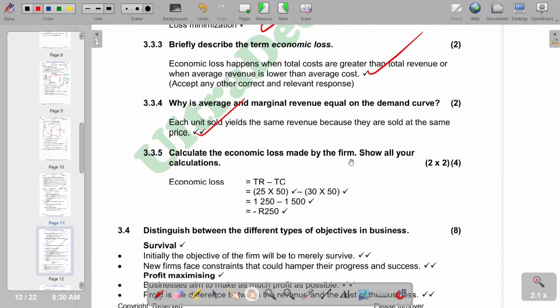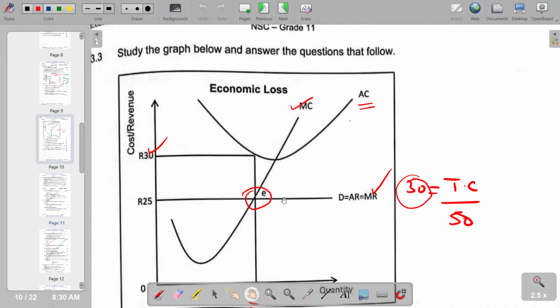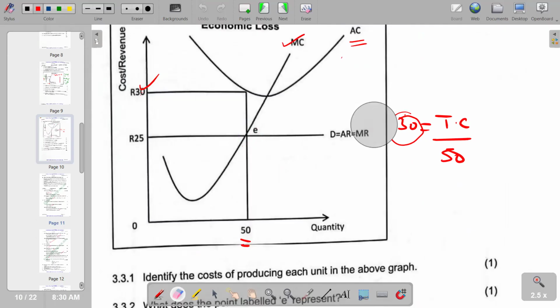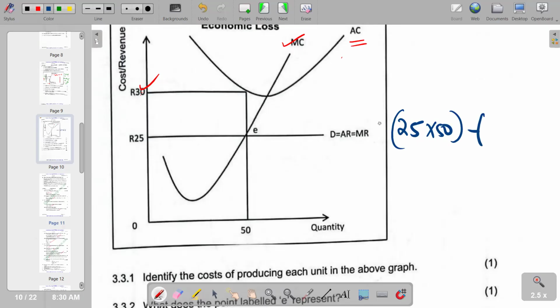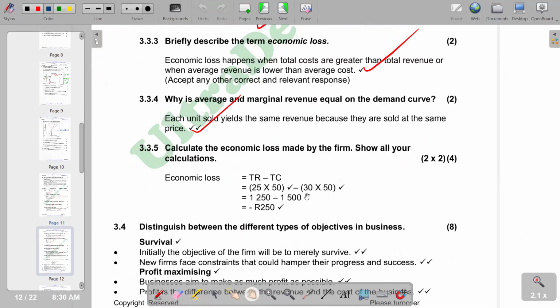Then next, calculate the economic loss made by the firm. Show your calculations. So for economic loss, to get the revenue we are going to use our marginal revenue, 25, and then the cost will be 30. So we are going to say 25 as our revenue per unit. We multiply by 50. And then we subtract our costs, which is the cost per unit of 30 rand. We multiply by 50. And then from there, we see what we get. So 25 times 50, you get 1,250. 30 times 50, you get 1,500. Then we subtract the two, you get negative 250, indicating an economic loss of 250 rand. So basically, that's what we have on that calculation.